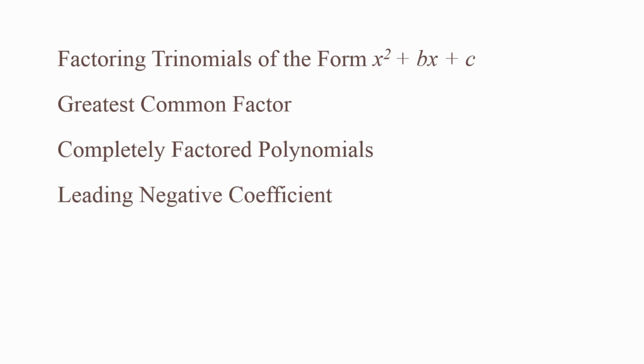Greatest common factor is a number, a variable, or a combination of numbers and variables that are common to all of the terms. Once you factor out your greatest common factor, it's a little easier to factor the trinomial into two parentheses if that is possible. A polynomial is completely factored when the greatest common factor has been factored out and it has been factored into at least two parentheses, sometimes more. When you have a leading negative coefficient, you need to factor that out as well so that your first term will be positive.